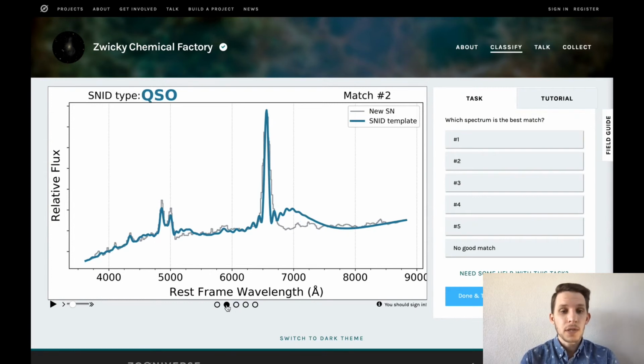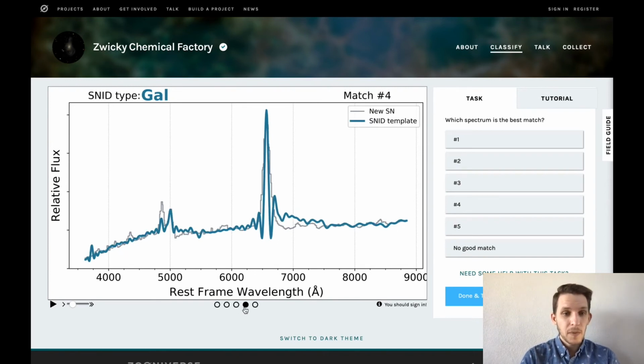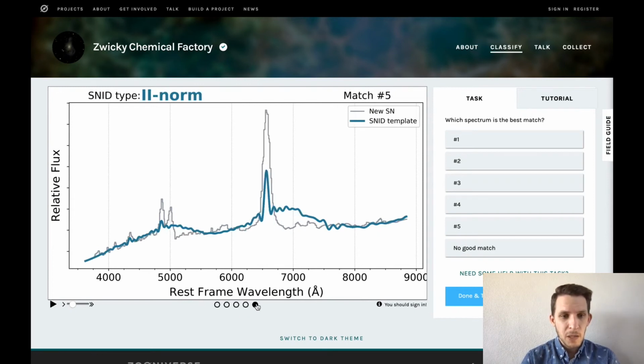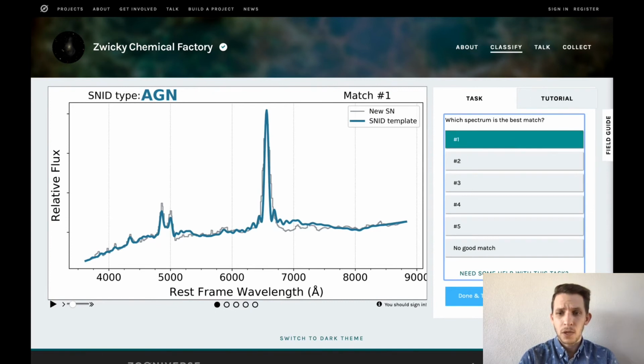So a QSO is essentially also an active galactic nucleus, or AGN. It's just a little bit more luminous. That's also a pretty good match. This galaxy spectrum provides a pretty good match. Here we have another galaxy spectrum that provides a decent match. And finally, here's a spectrum of a type 2. And I don't think that that type 2 spectrum actually lines up particularly well. I think that this is an AGN, and I think that match number 1 is the best of the ones that we have looked at here.